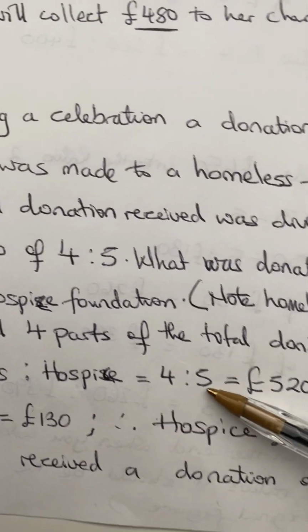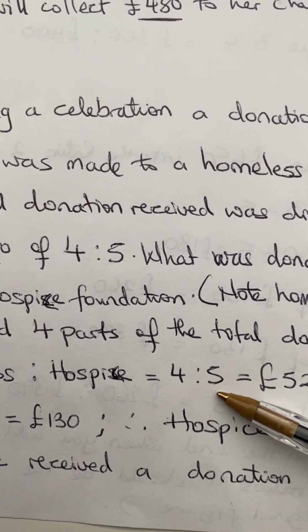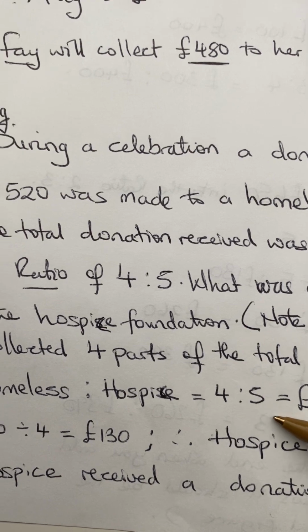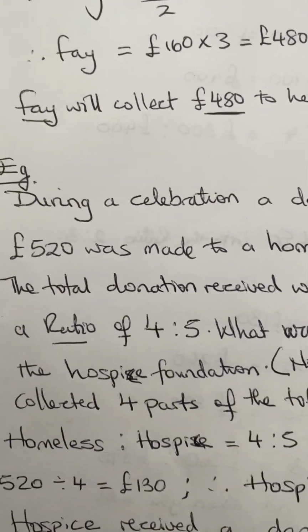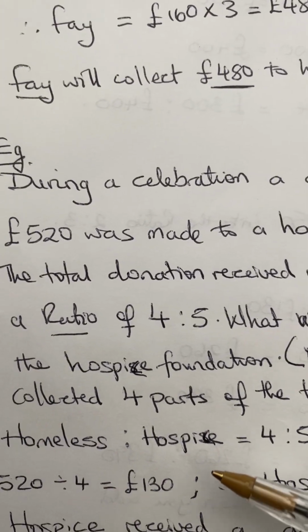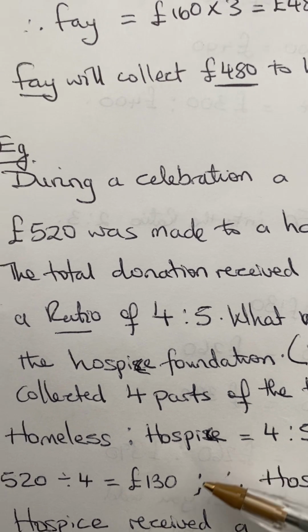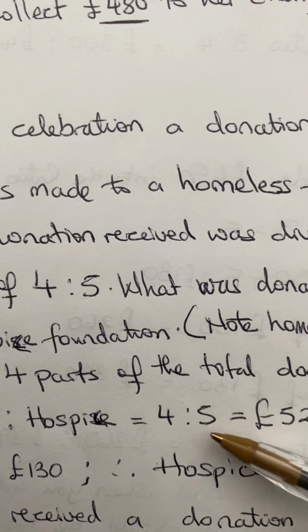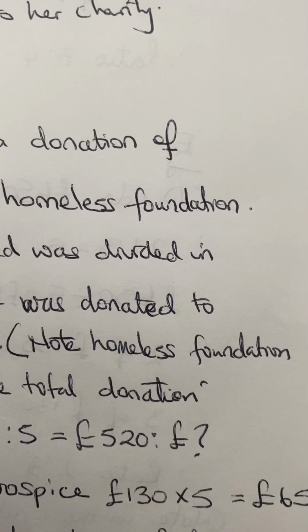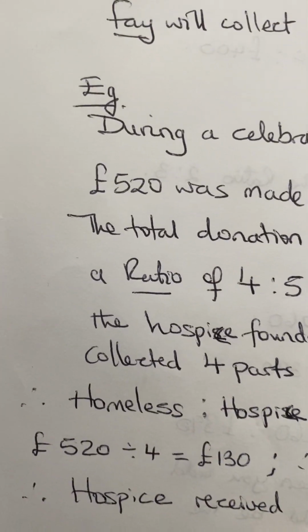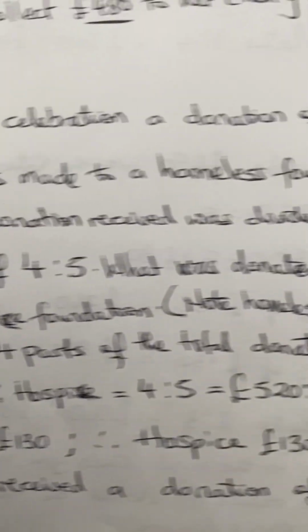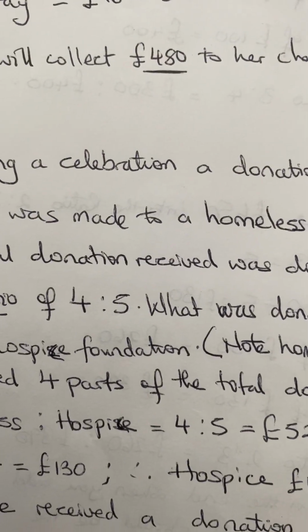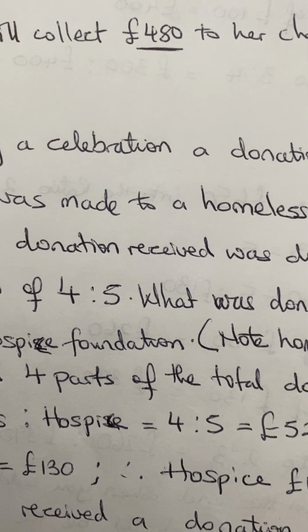So now the hospice was given 5 portions of all the donations. So now, one portion is 130 times 5 is 650. So the hospice donation will give us 650. So they gave 650 to the hospice.